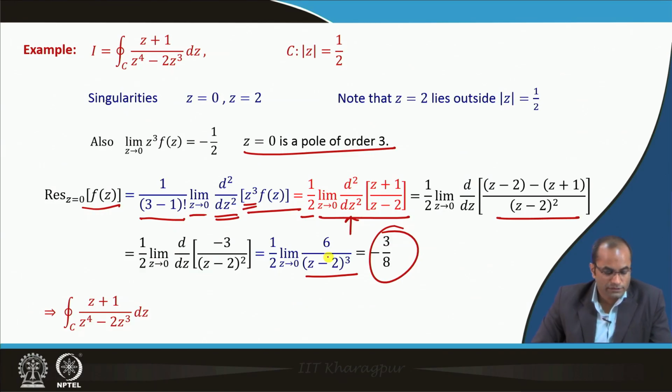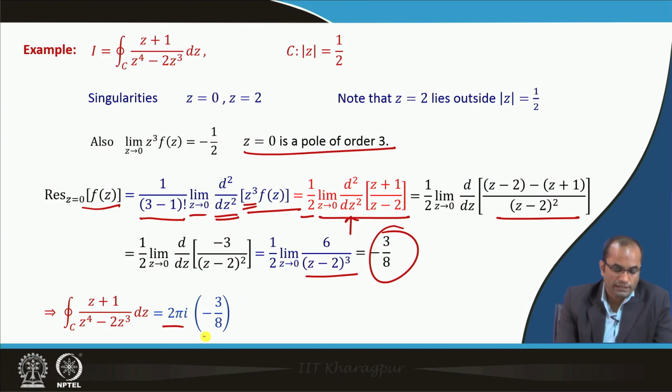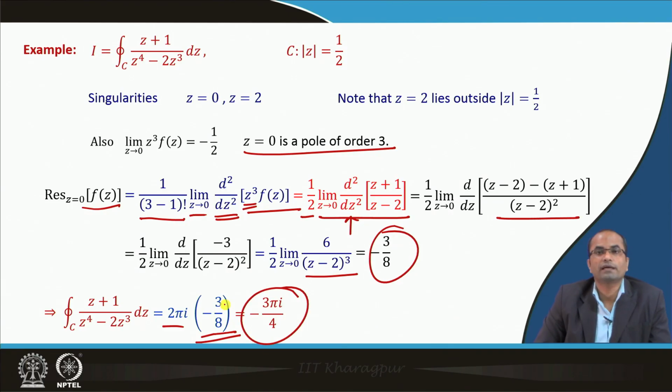So, the value of this integral is 2 pi i times the value of the residue, which is minus 3 by 8. So, the integral value is minus 3 pi i by 4.